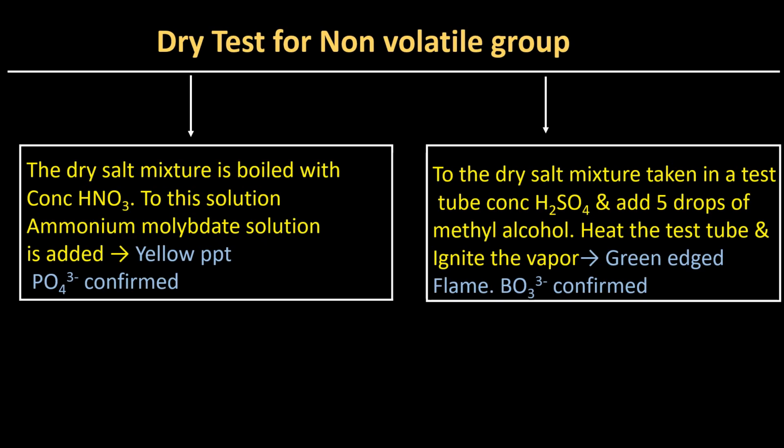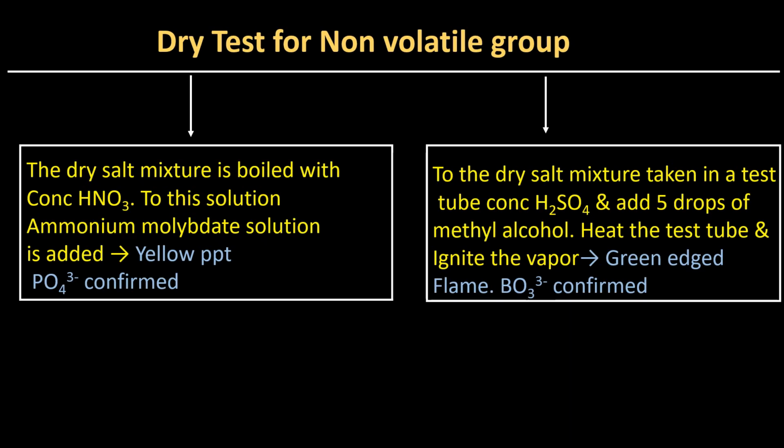Now coming to the dry test for the non-volatile group. Non-volatile group means you have to identify them by special tests. Here we'll discuss phosphate and borate. In the non-volatile group you have seen borate, phosphate and sulfate. For sulfate you have to prepare the solution, then only you can do the test, so we'll show it in the wet test. The first one is the phosphate test.